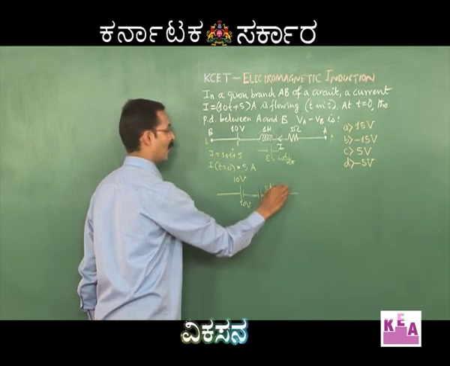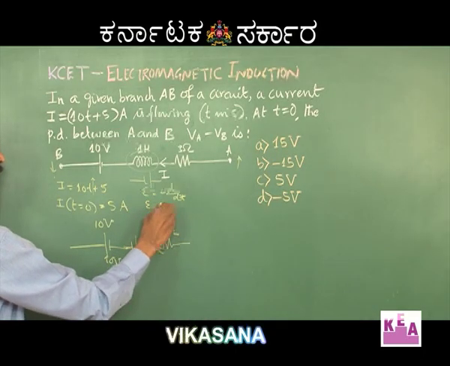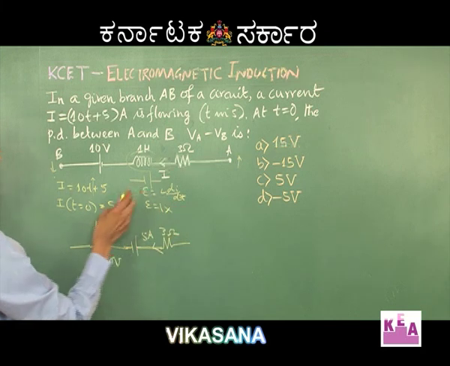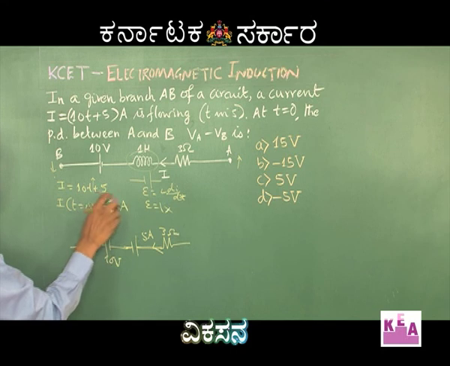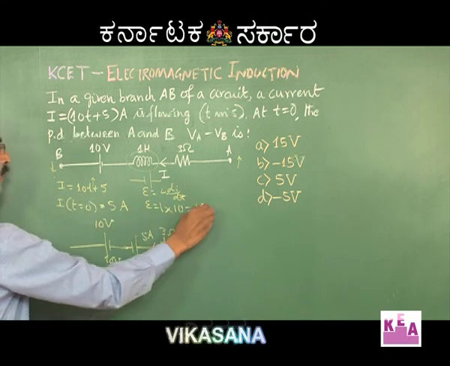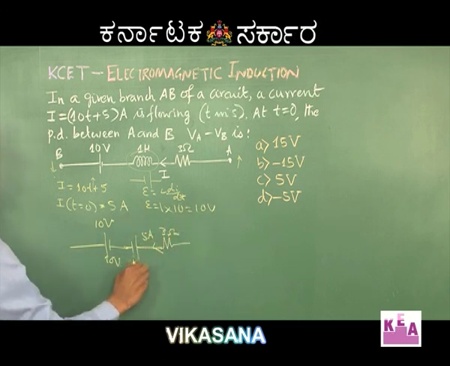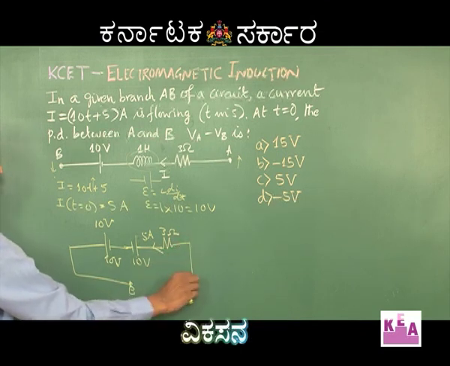This is 3 ohm. What's the EMF? EMF E is equal to L, which is 1, into di by dt, the rate of change of this one, d by dt of 10t plus 5. d by dt of 5 is 0, d by dt of 10t is 10, therefore this is 10, this is equal to 10 volt, therefore this is equivalent to a battery of 10 volt. This is point B, this is point A.